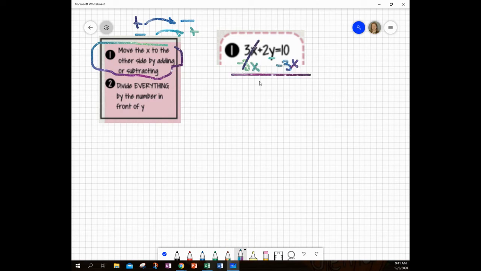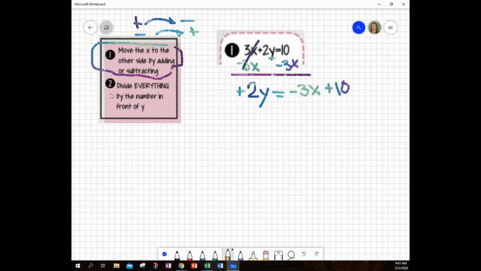So my x's cancel out. I'm left with 2y. Notice it's a positive 2y, right? Because there's a plus in front of my 2, is equal to, and again, I cannot combine these, right? I have a 10 and a negative 3x. So I'm going to just write it as negative 3x plus 10 because the 10 was positive. If you want to write it as 10 minus 3x, that's fine as well.